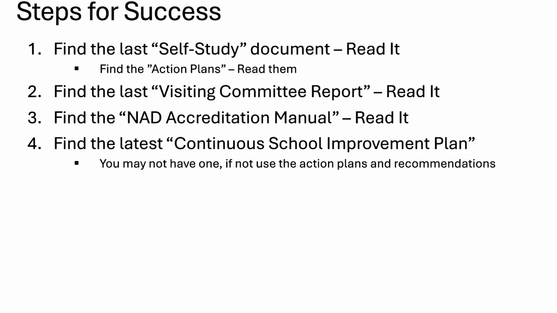In fact, I would argue that the CSIP, the Continuous School Improvement Plan, is the most important document now asked for at any accreditation. If you don't have a continuous school improvement plan, you're not going to get the highest accreditation rating. It's just not going to happen. And you're almost guaranteed another visit very soon, oftentimes just 1 year later, to ensure that you have your continuous school improvement plan.